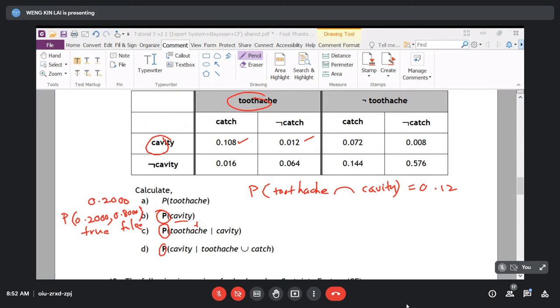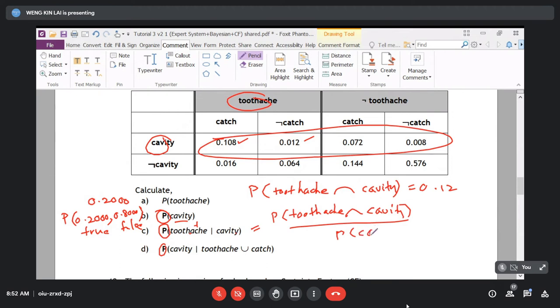So this one is jointly with cavity, and then you have all the cavities. So this is toothache and cavity, divided by P of your cavity. Now P cavity we calculated before is 0.2, right? Let's see what's the answer here. Anyone? This will be 0.6, right? So just 0.6.